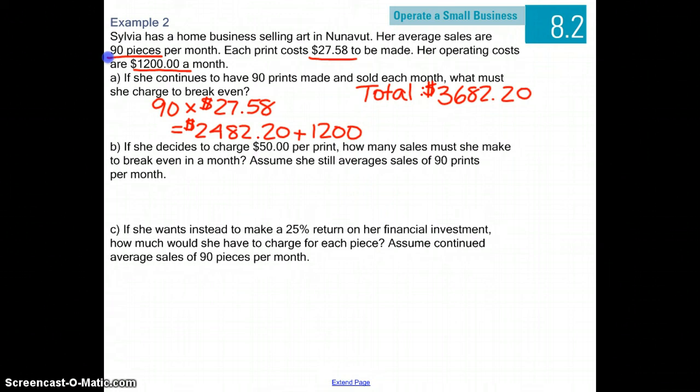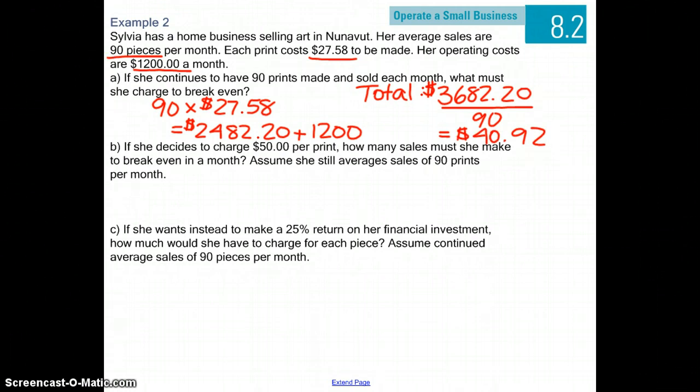Now we need to figure out the break-even point. So how much would she have to sell for each piece? So we need to divide this by 90 since she sells 90 pieces. So divide it by 90 and you'll get $40.92 per piece of artwork in order to break even.